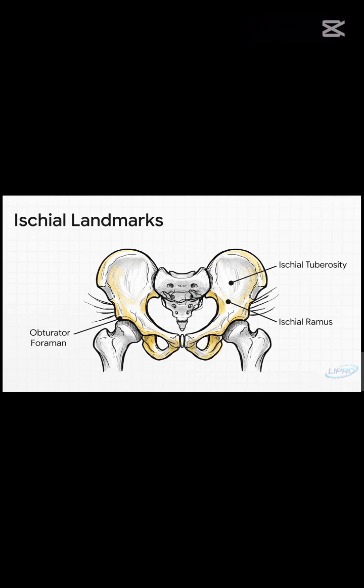Then you have the ischial spine, a sharp projection that separates the greater sciatic notch from the lesser sciatic notch. You'll also see the obturator foramen, which is that really large hole formed by both the ischium and the pubis. It acts as a passageway for important nerves and vessels. And finally, the ischial ramus is the bar of bone that connects the ischium forward to the pubis.